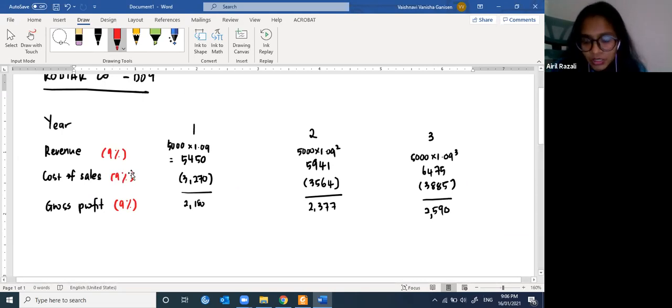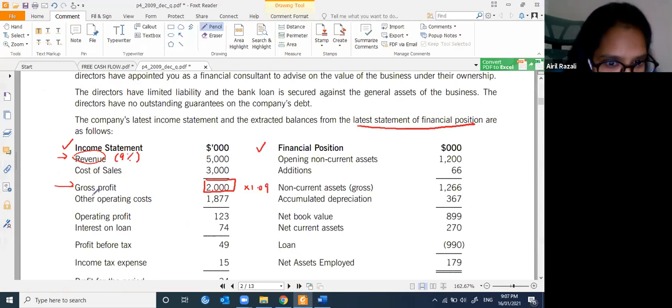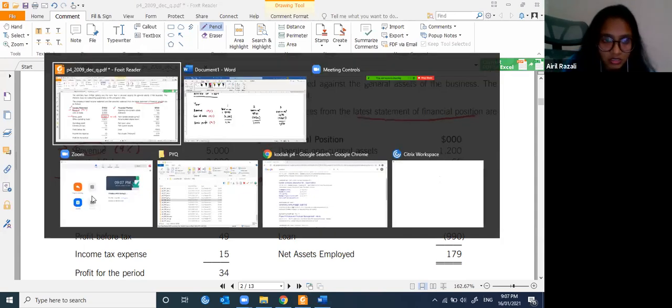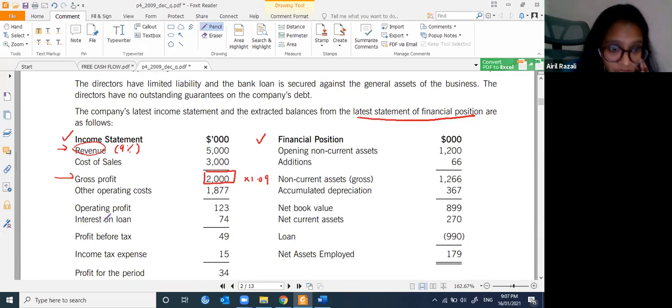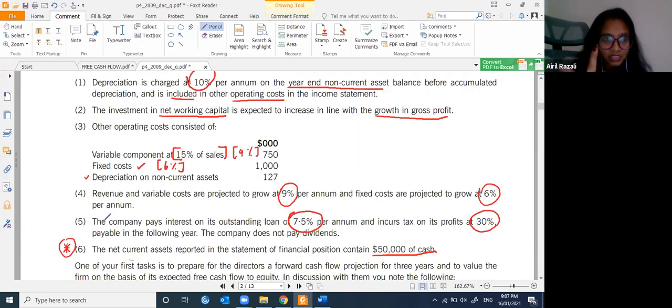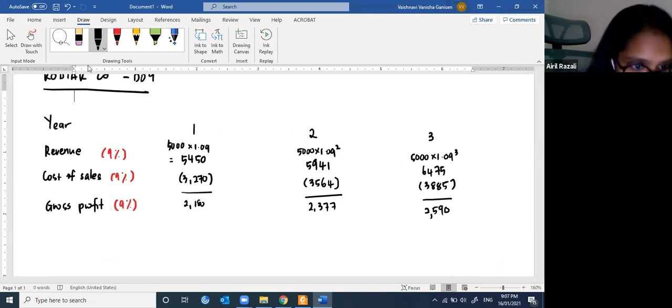Now, after the gross profit, sorry, I need to go and see the format. I forgot. Okay, you need to do the other operating costs. So how do you do the other operating costs? What are the components of the other operating costs? You have variable costs, you have fixed costs, and you have depreciation. So for other operating costs, you have to do a working.